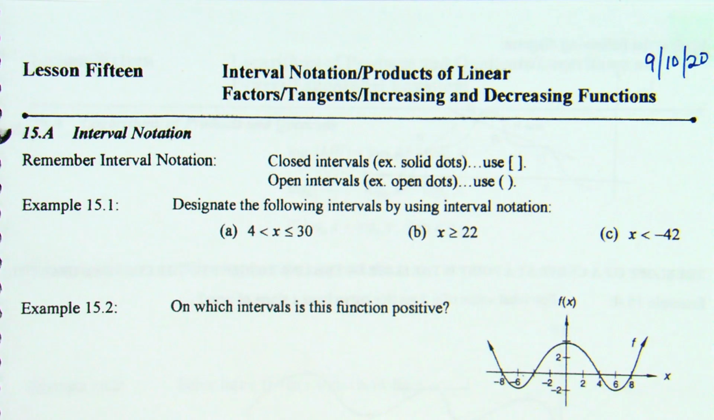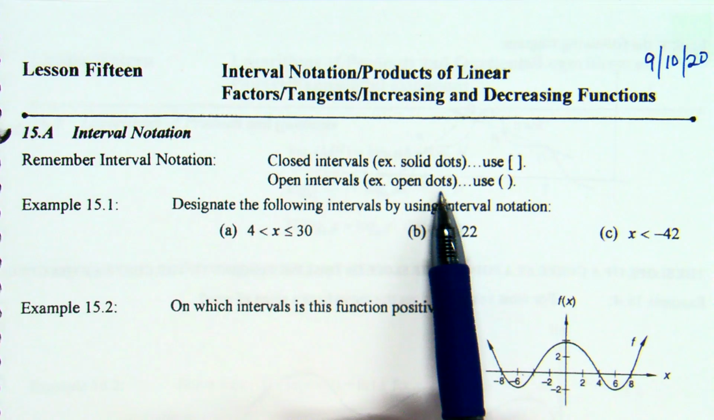Okay, interval notation. I think you guys are probably pretty okay with interval notation. Remember, we use interval notation at times instead of inequalities, so instead of the less than, greater than symbols. We use the closed brackets in place of when there should be a solid dot, so when it's an equal to. We use the open parentheses when it would be an open dot, so when it's not equal to. So let's practice writing these inequalities in interval notation.